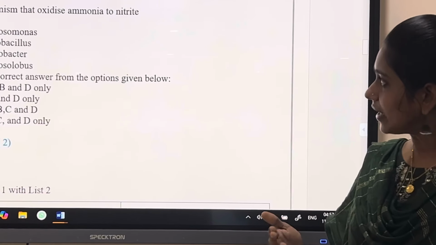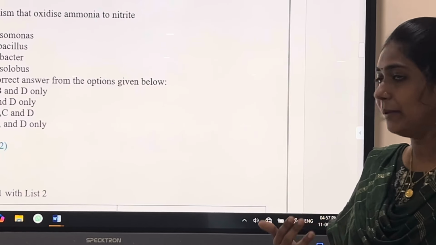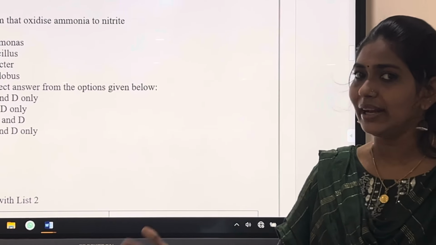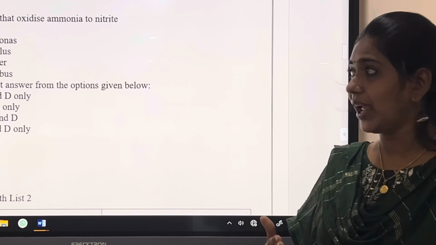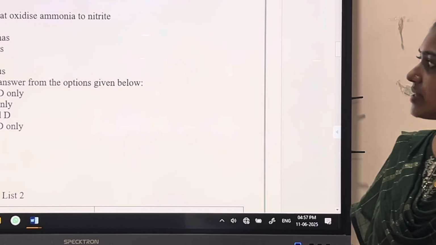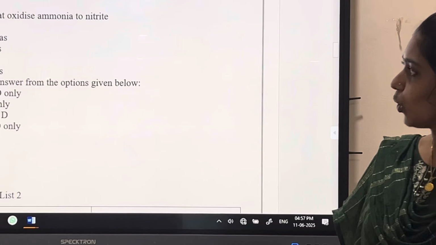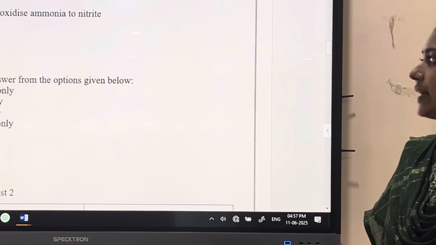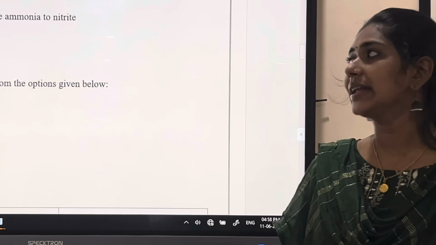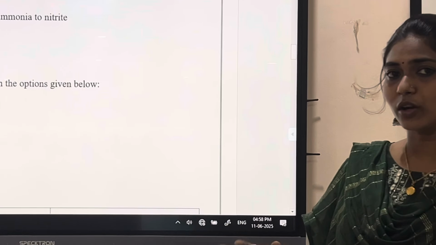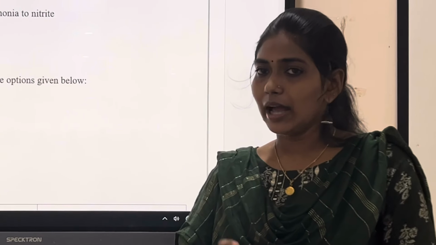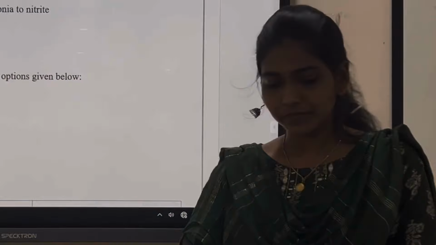So here the question is, which is the microorganism that helps in the oxidation of ammonia up to nitrite? The question is not up to nitrate, it is only up to nitrite, NO2. So from these options we have to choose the correct answer. The options include Nitrosomonas, Thiobacillus, Nitrobacter and Nitrosolobus. So the answer is both Nitrosomonas and Nitrosolobus. These two are the bacteria which enable the conversion of ammonia to nitrite.